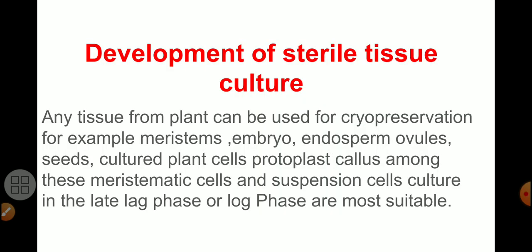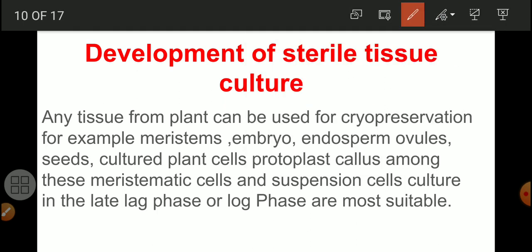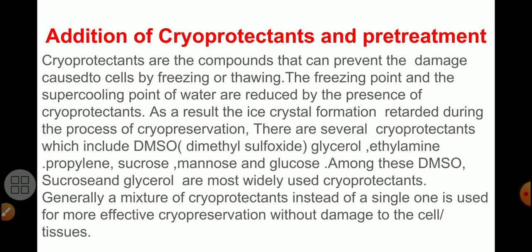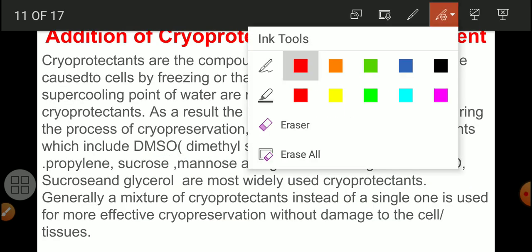Now, development of a sterile tissue culture is the first step of cryopreservation. Any tissue from the plant cell can be used for cryopreservation. For example, we can use meristems, embryos of the plant, endosperm, ovules, seeds, cultured plant cells, protoplast, callus, all these materials. Suspension cell culture in the late lag phase or log phase are the materials most suitable for cryopreservation.